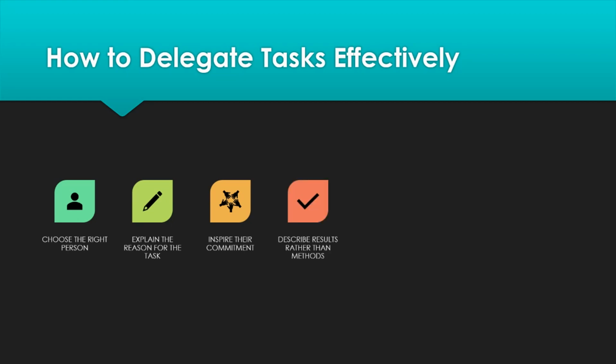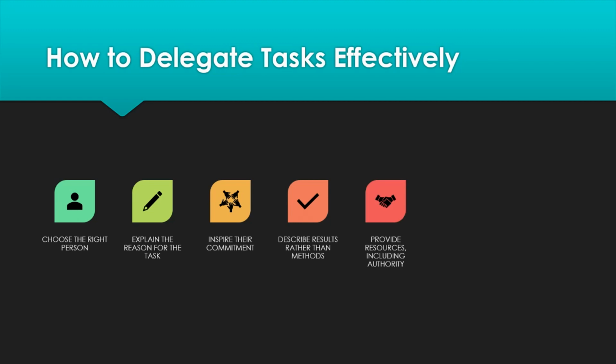Another tip is to describe the results that you're looking for rather than getting too down into detail with the methods. Depending on the person and their familiarity with the task from previous work that they've done, they may need some coaching in the methods. However, if you can describe the results and let them choose their own methods, that will inspire their commitment further and allow them some freedom to see how they would like to do the task.